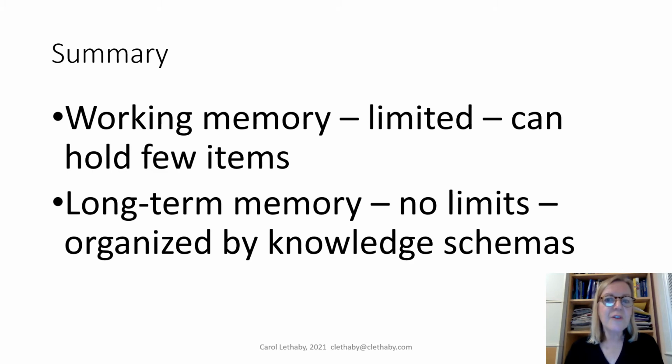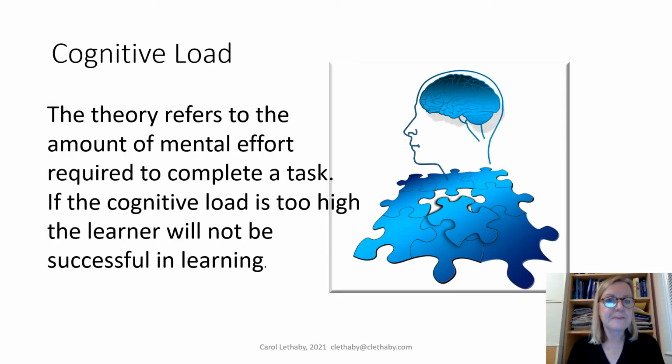So summary so far then, we've said that the working memory is limited and can hold only a few items, could be as few as 4, whereas the long-term memory has, we think so far, no limits, and our long-term memory is organized in terms of knowledge schemes.